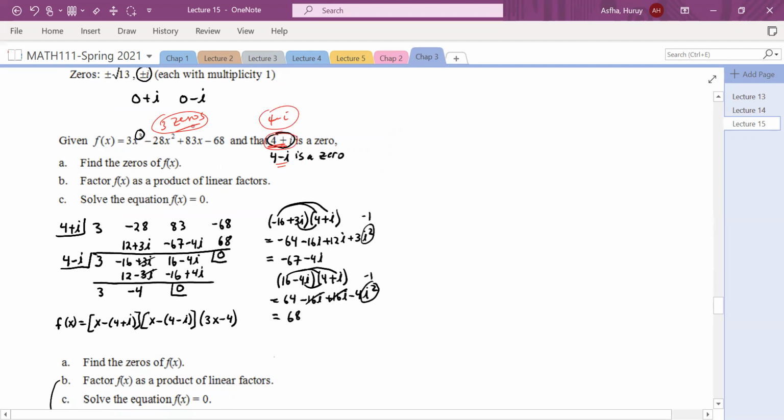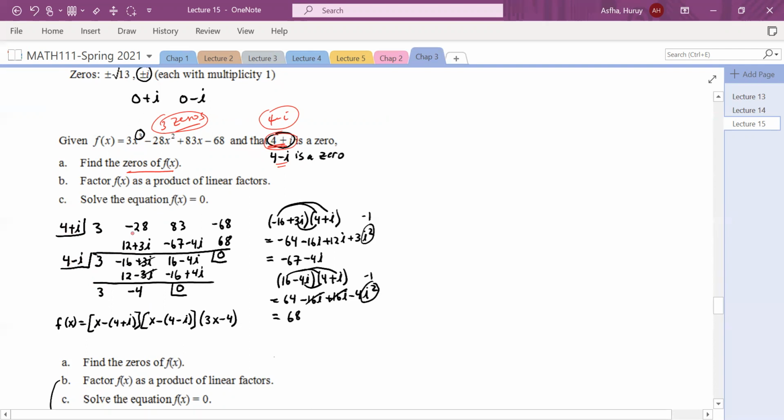So how many are left? Well, it's just 1 left. Now, find the zeros of the function f of x. Now we are left with 1 to find. And how do we find that one? To do so, what we do is we divide this function by 4 minus i, and then by 4 plus i, and then by 4 minus i.